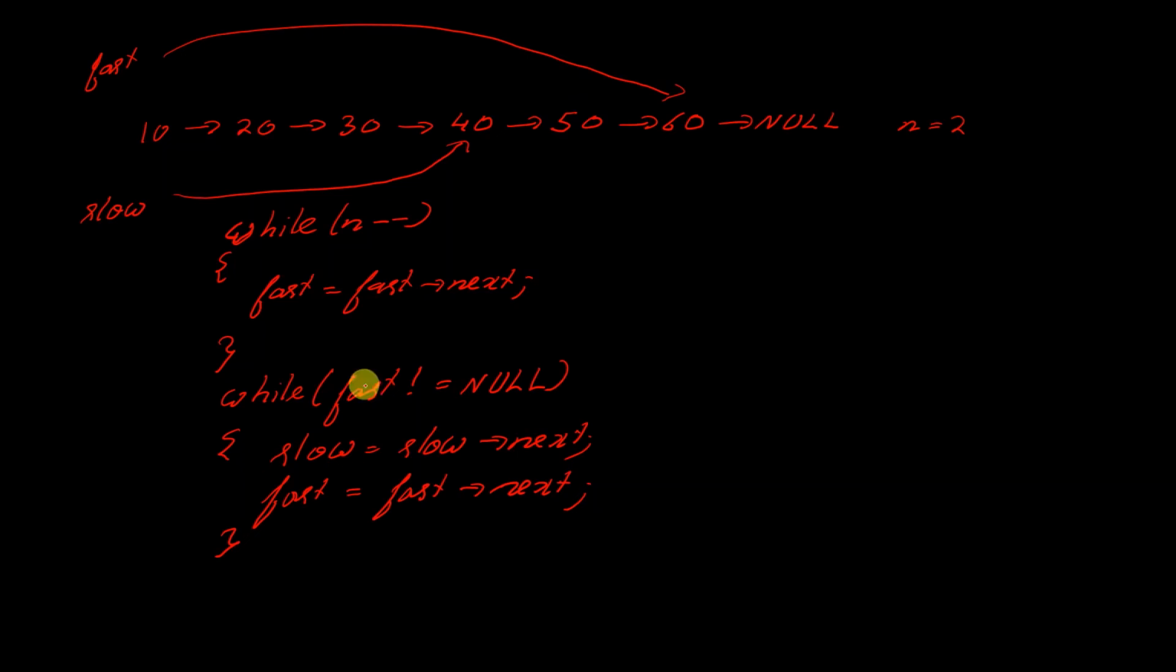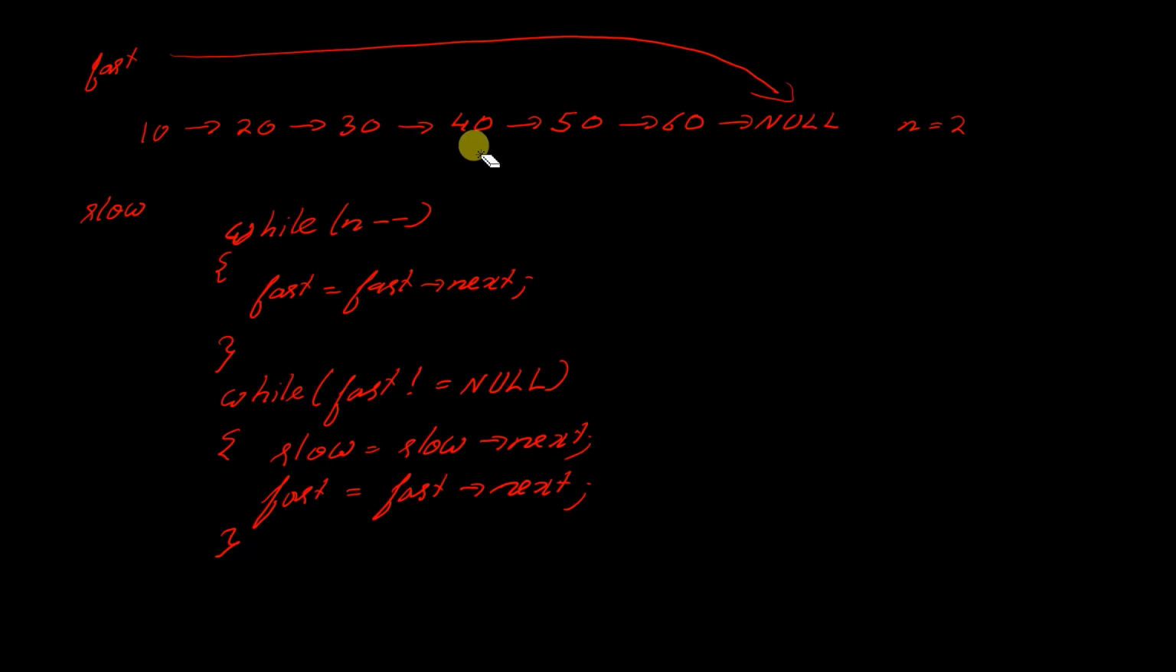So now the condition is still true, so we will once again enter into the loop. So now fast will point towards null and slow will point towards this 50. So when the condition becomes false, we will come out of the loop and simply print the slow pointer. So that means this element is the nth element from the end of the linked list.